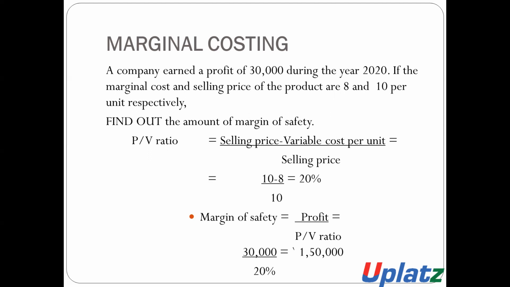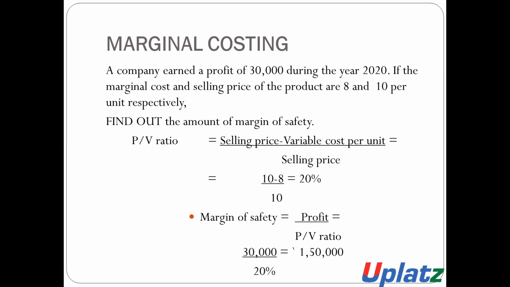The margin of safety formula is profit divided by PV ratio. The PV ratio formula is contribution divided by sale into 100, and contribution is selling price less the variable cost per unit. So contribution is 10 minus 8, which is 2, and the selling price is 10. Then the PV ratio is 2 divided by 10, which comes to 20%.